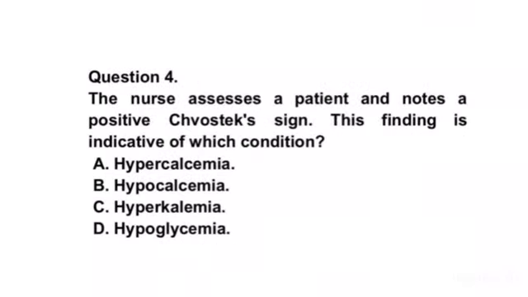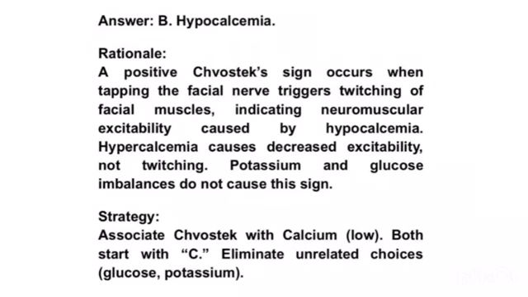Question 4. The nurse assesses a patient and notes a positive Chvostek sign. This finding is indicative of which condition? A. Hypercalcemia. B. Hypocalcemia. C. Hyperkalemia. D. Hypoglycemia. Answer: B.